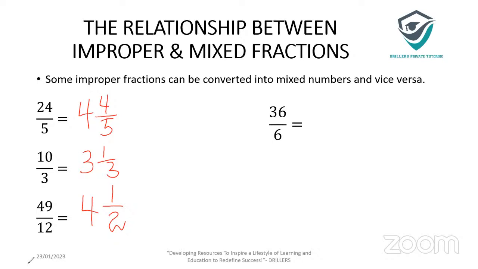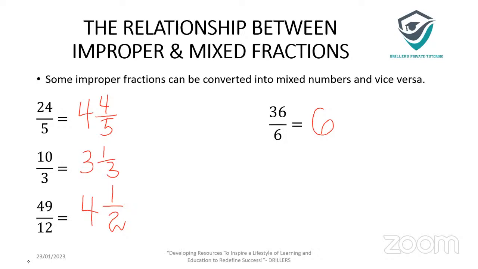The next improper fraction we have is 36 over 6. So what we do, we ask ourselves, how many times can 36 be divided by 6? If you know your 6 times tables, you know that's 6 times. So 36 divided by 6 is 6, and you are left with no remainder. So a remainder of 0.